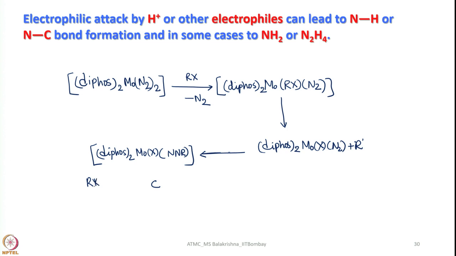The addition of RX here can lead to C-X bond cleavage and radical reaction.